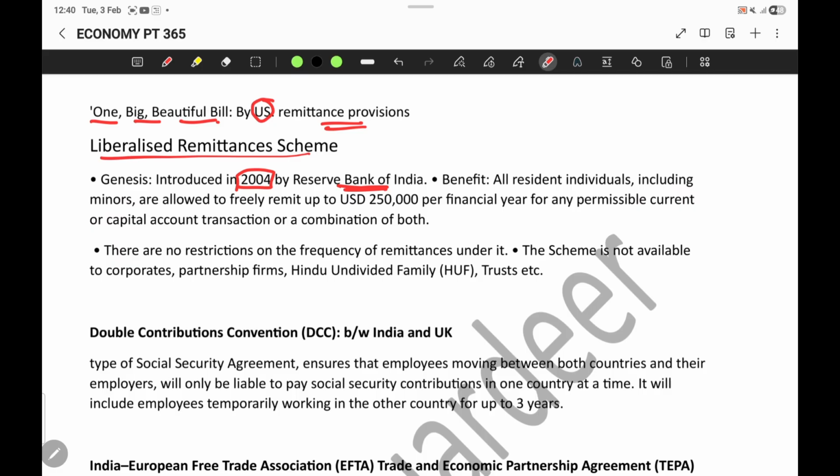So the point is 2,50,000 per financial year freely, for current and capital account. Minors are also included. There are no restrictions on the frequency of remittances. How many times can you do this? There is no limit on the frequency, but the scheme is not available to corporates, partnership firms, and Hindu undivided families. These cannot avail the benefits of this scheme.